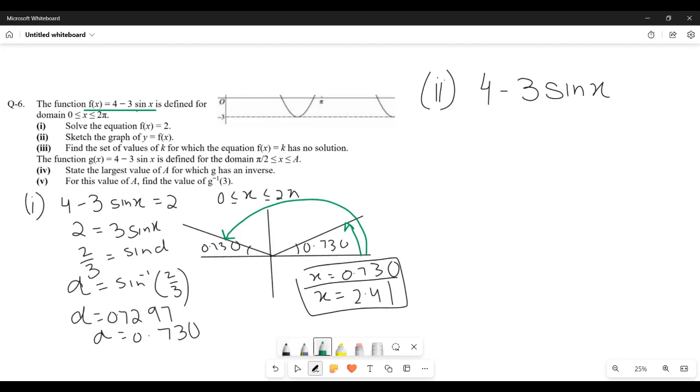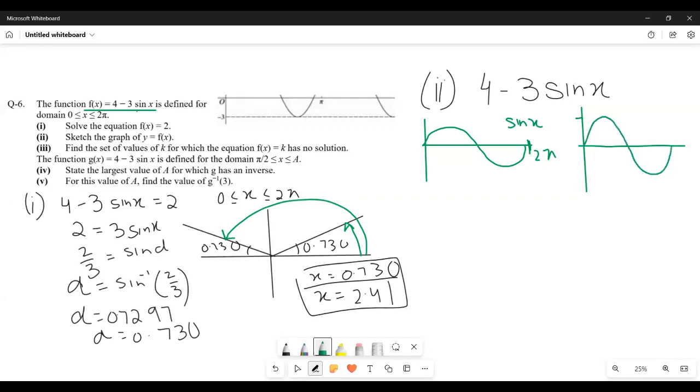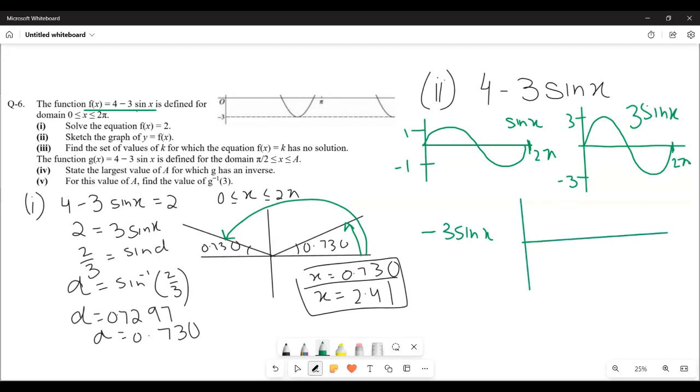I'll start by drawing a regular sin x graph. This is a simple sin x. But that's 3 sin x. So what will be 3 sin x? It's going to be taller. Here it was 1 and minus 1. It's going to be 3 and minus 3. This is 2 pi. But then that's not 3 sin x. It's actually minus 3 sin x. So now I'll reflect that graph on the x-axis. So it becomes like this.